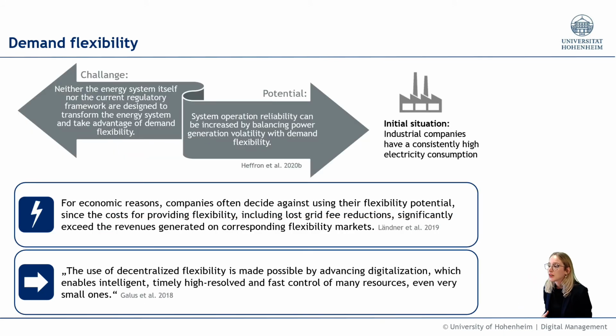We are aware that industrial companies have consistently high electricity consumption. The challenge with demand flexibility here is that neither the power system itself nor the current regulatory framework are designed for power system transformation and use of demand flexibility. However, security of system operation would be enhanced by offsetting the volatility of power generation through demand flexibility. However, for economic reasons, companies currently still often decide against using their flexibility potentials, as the costs of providing flexibility, including lost grid fee reductions, significantly exceed the revenues generated on corresponding flexibility markets.